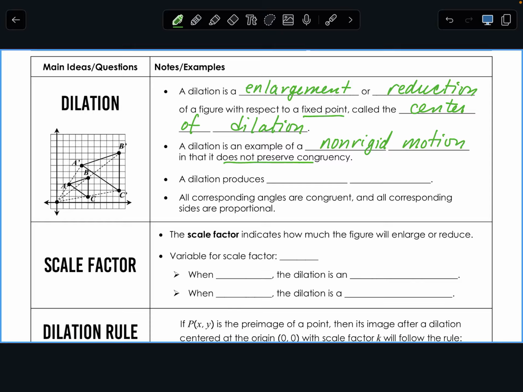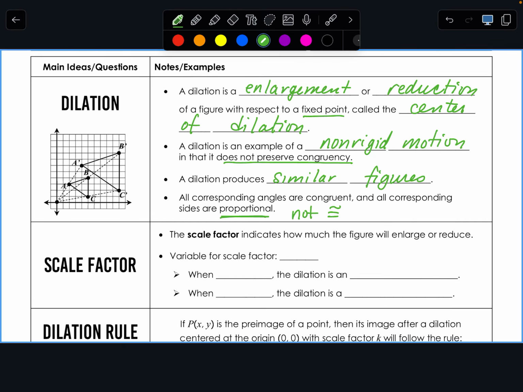It does not preserve congruency. That means that our shapes are no longer congruent. With all the other ones, the angles and the sides were the same size. This one will not be. A dilation produces similar figures. Again, that means that they are proportional, not congruent. So one might be twice as big or 1/3 as big as the other one. So there's a direct relationship between all the sides, but they are not congruent.